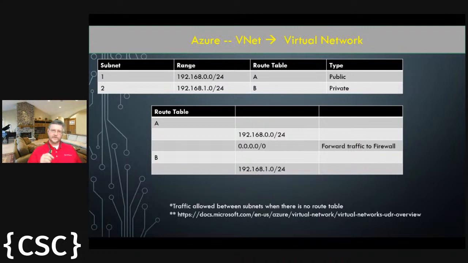You can set what's called the next hop and control that traffic destined for that area to something like a firewall. Now, in the second subnet, for this example, I have it associated with route table B, and it does not have a quad 0 rule. So basically, it's not allowing anything out.